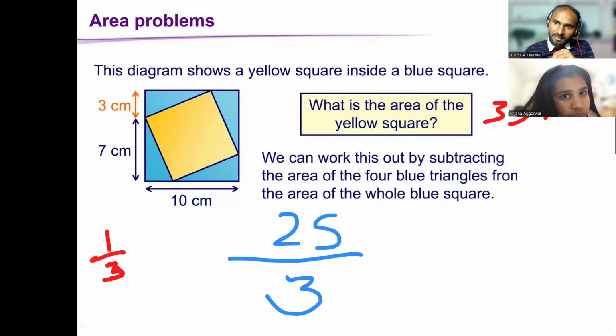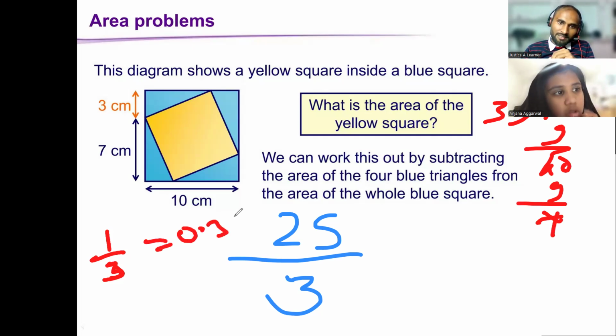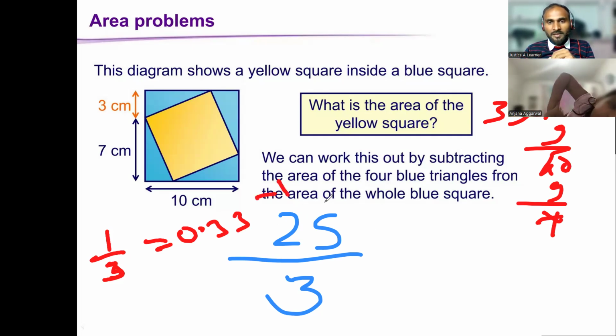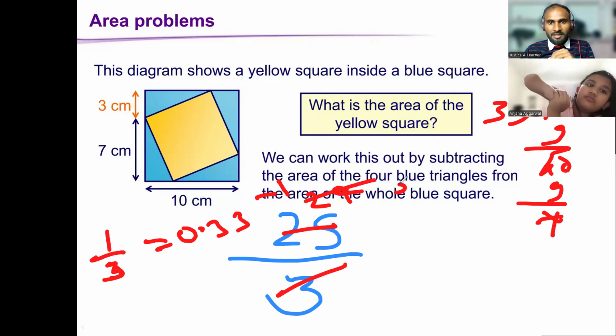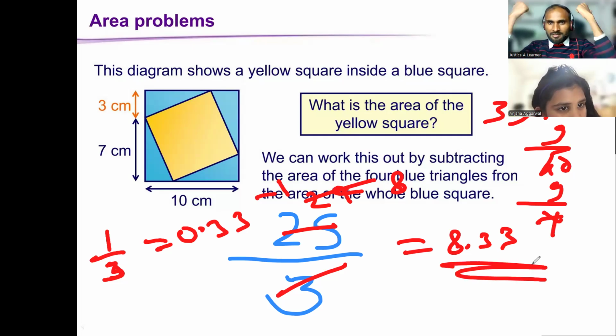It would be 0.3, then again 3. So I found it. This is equal to 0.33, isn't it? So I would say 25 minus 1 is equal to 24. So this is 8 times 3, right? So 8.33 is the answer.